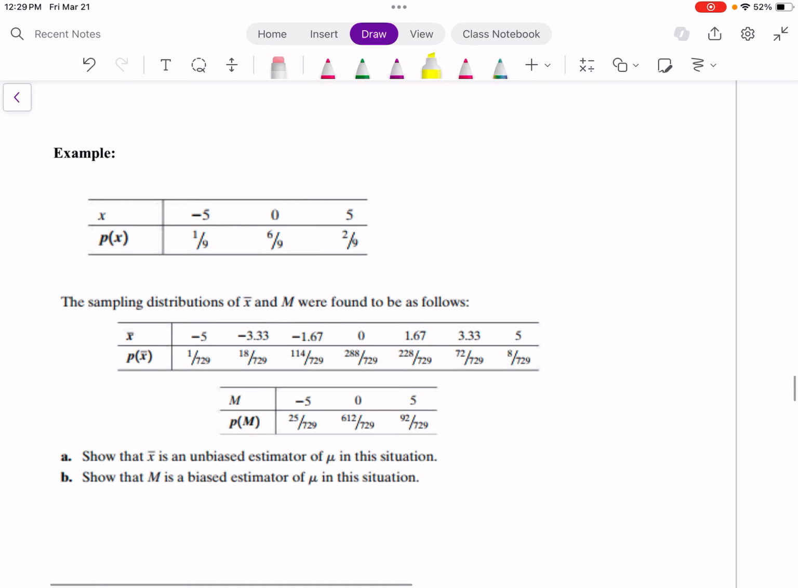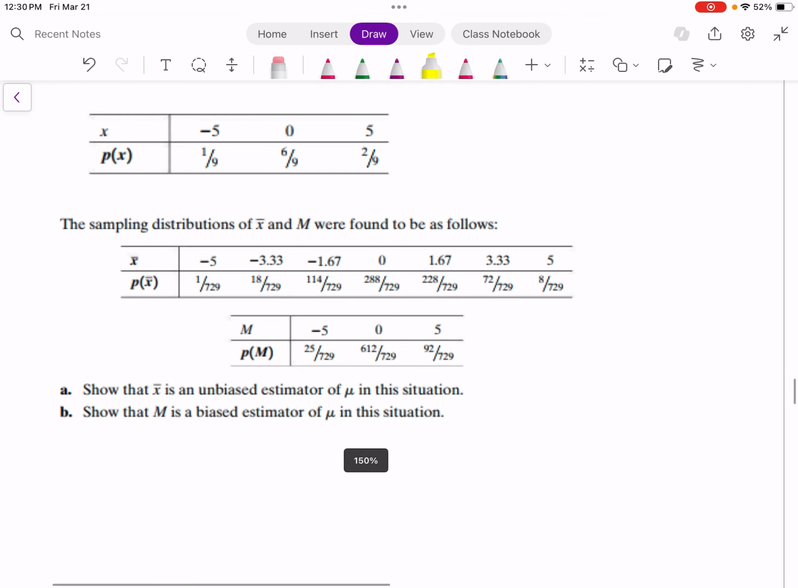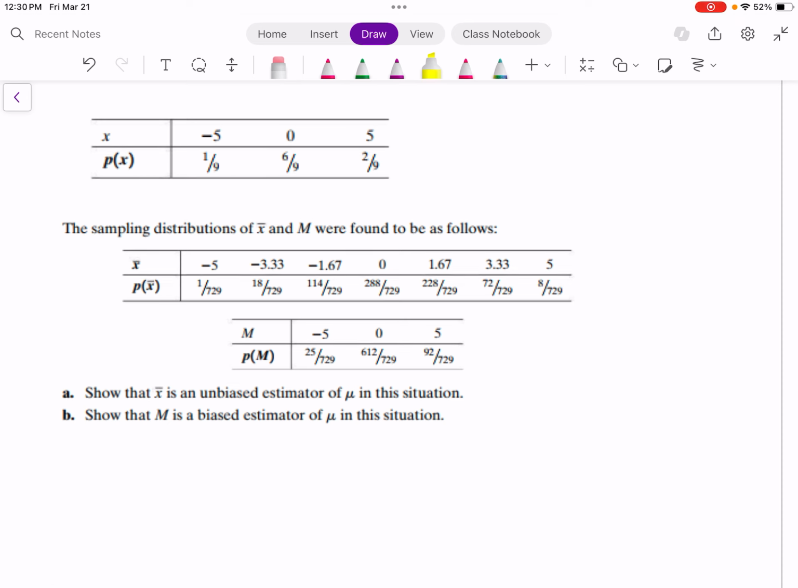We have these three different tables. Our first table is the probability distribution, right? Our x takes a value -5, and the probability that x takes a value -5 is 1/9. X takes a value 0, and the probability that x takes a value 0 is 6/9. X also takes a value 5, and the probability that x takes a value 5 is 2/9.